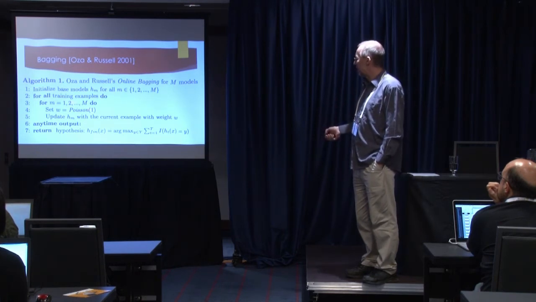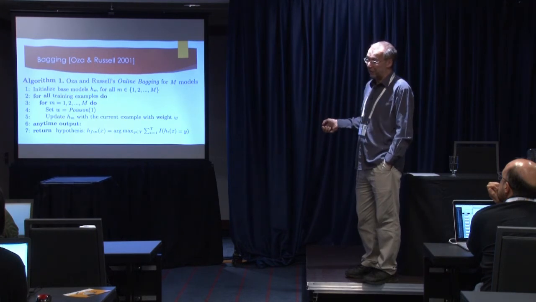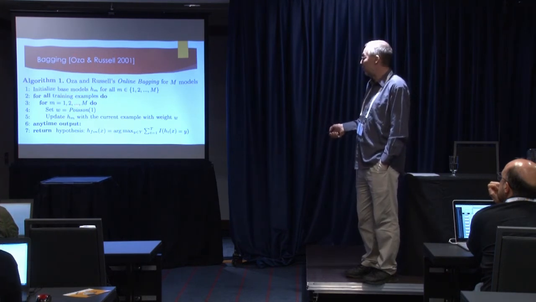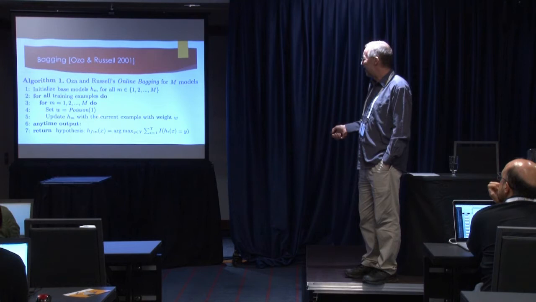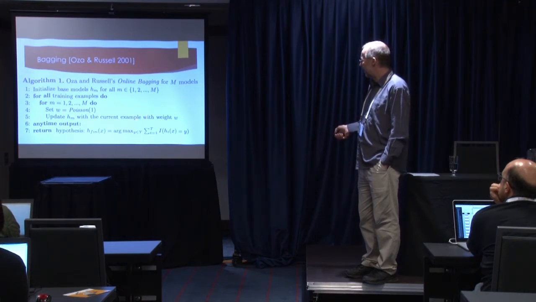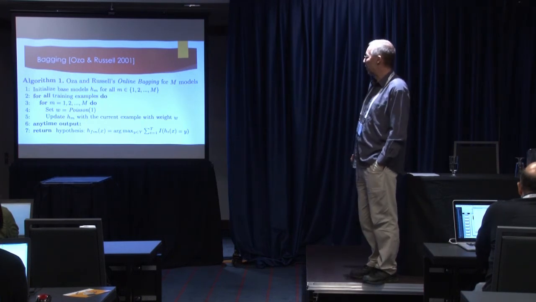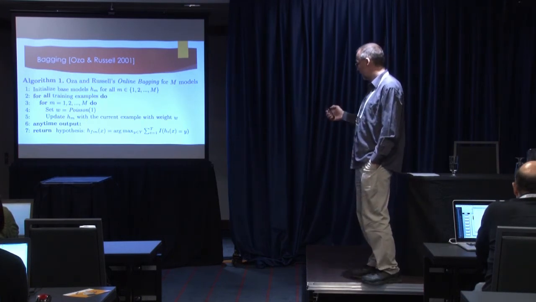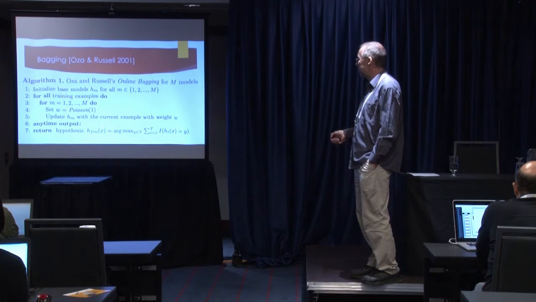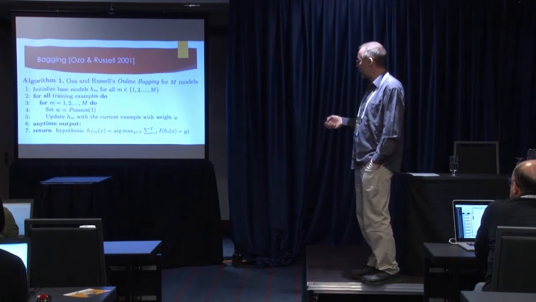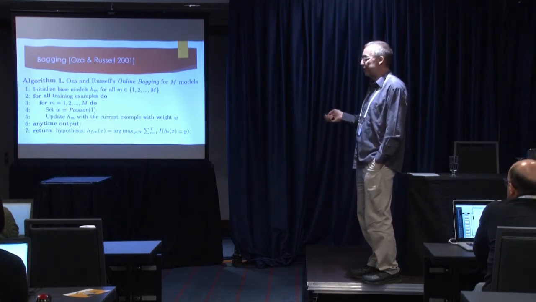That might be 0, then we ignore the example for that model. That might be 1 or 2 or whatever. Then we update that model with this example where we set its weight to this outcome of the Poisson distribution. And then prediction is like in the batch setting, you average over all the models that you have. Very simple, very straightforward.